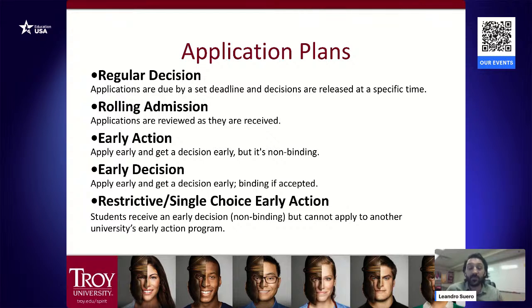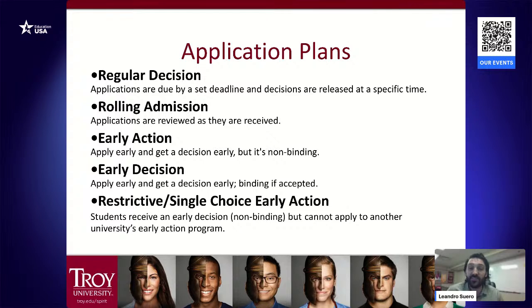Early decision is pretty similar to early action, but this is, quote unquote, binding, meaning that the university will give you an admission decision and ask you to commit to that decision. They will probably ask you to pay a deposit, for example. And in this case, if you pay the deposit and then decide not to attend the university that gave you the early decision, you probably will lose that deposit.